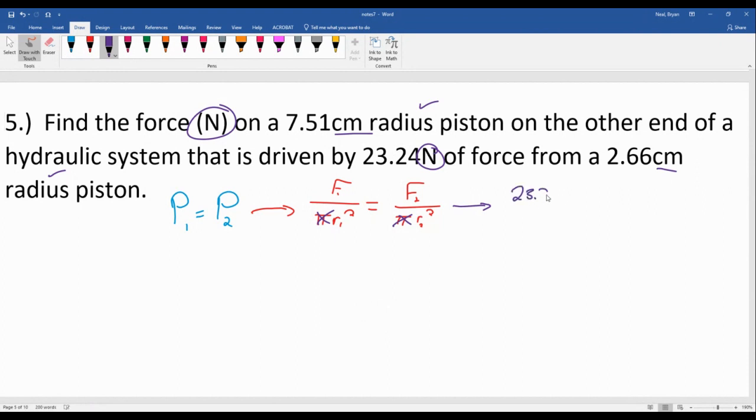Find what corresponds. We have a 23.24 newton force that goes along with a 2.66 centimeter radius. The part you have to be careful not to forget, though, is that gets squared as a leftover part of the area formula.